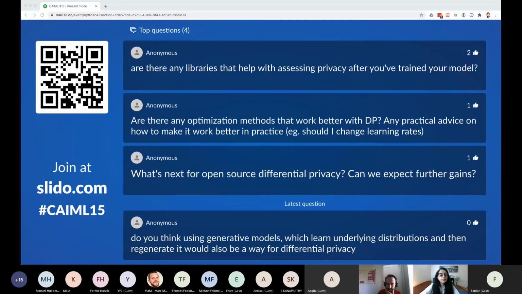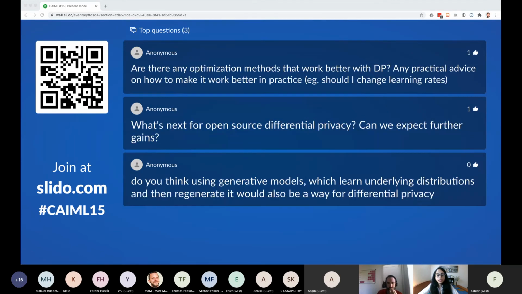Are there any libraries that will help with assessing privacy after you've trained your model? This is a good library because you have to specify the privacy budget that you want. And of course, there are ways to optimize it. There are some variables which you can use to optimize it. Another good library which helps you be even more interactive with the privacy budget is called AutoDP, and it has been built by some researchers, I think, at Google. So definitely check out AutoDP on GitHub. And the next question is, are there any optimization methods that work better with DP?